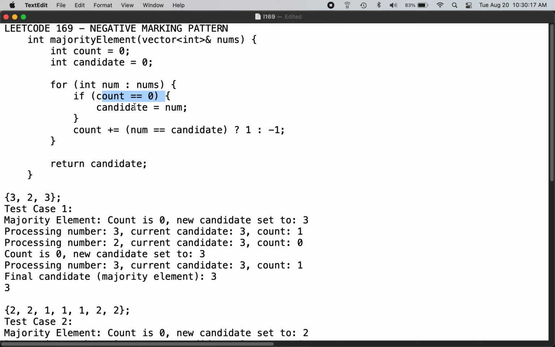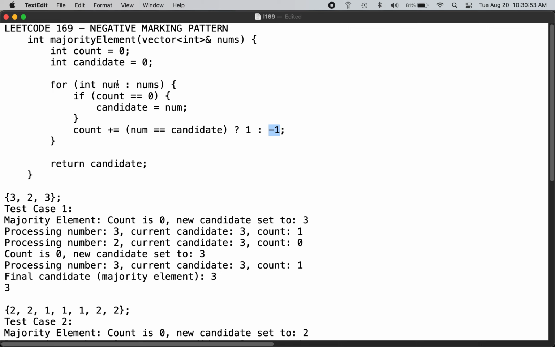If count equals 0, then you assign that candidate to that number. So in this case, you assign candidate to be 3. New candidate is set to 3. And then if num equals candidate, you increment count by 1. The first one, you get it for free because the initial count is always 0. So you get the count to 1. And then the moment the number differs from the candidate, you decrement the count by 1.